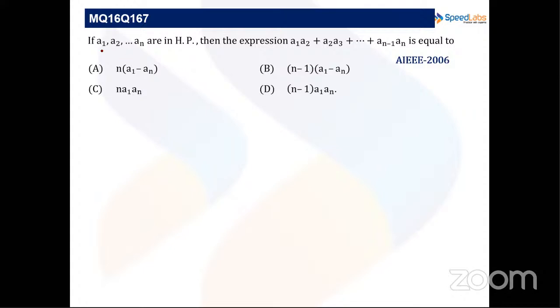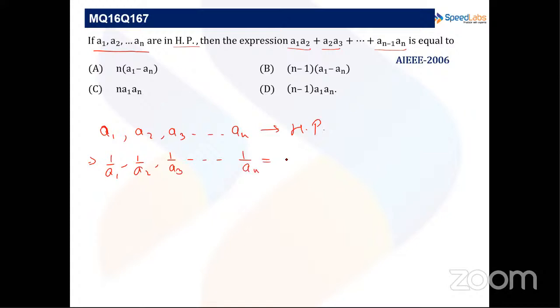So we are given that A1, A2, so on up to AN are in HP, then the expression A1 A2 plus A2 A3, so on up to A(n minus 1) AN is equal to. Since these are in HP, we know that if A1, A2, A3, so on AN are in HP, then this implies that 1 upon A1, 1 upon A2, 1 upon A3, so on up to 1 upon AN are in AP.